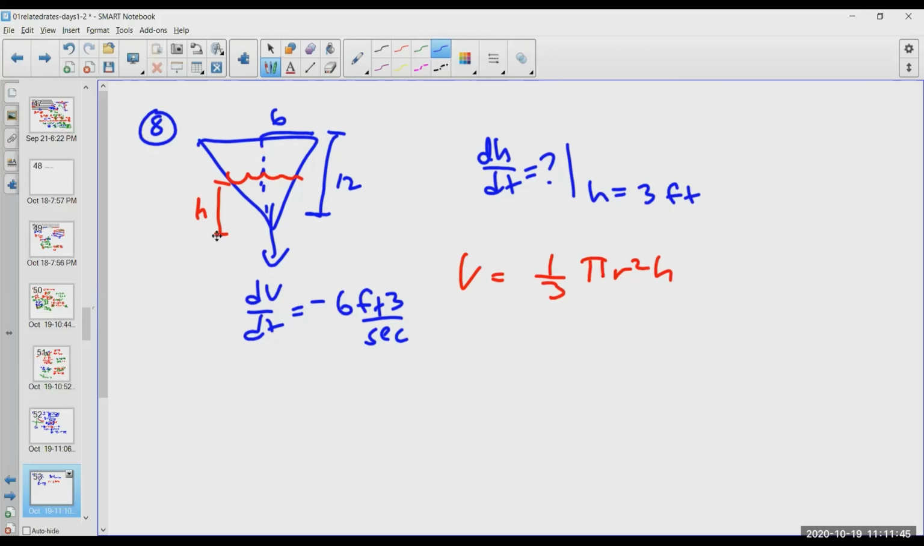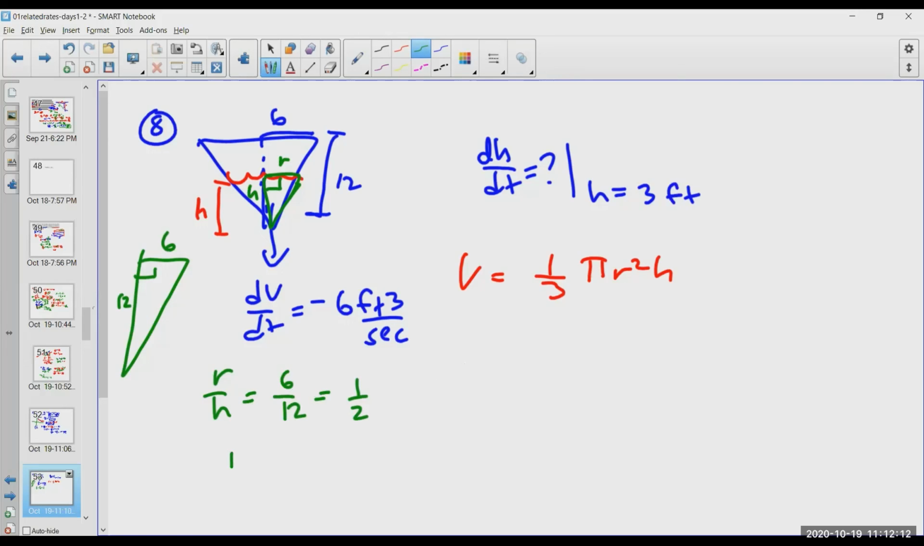But with a cone, what you have is 2 triangles here. You have a little triangle here, and this triangle changes. So this has an R and this has an H. And then you have a big triangle, which is 6 and 12. You do a little ratio thing going on. So you have R is to H as 6 is to 12. That's really 1/2. So R is to H as 1 is to 2.